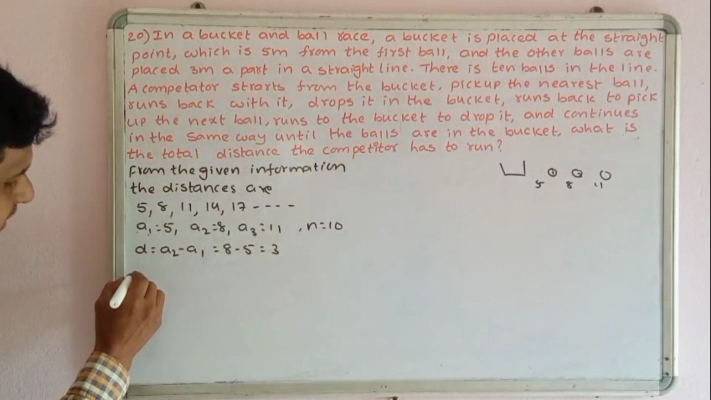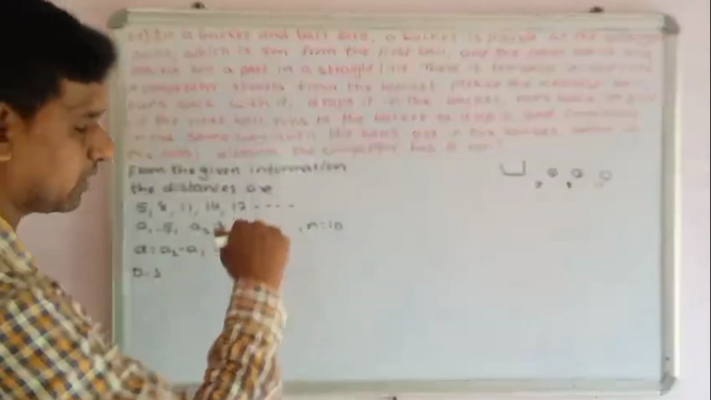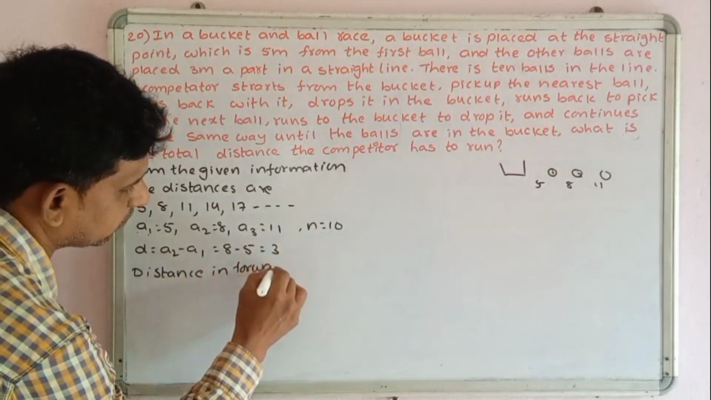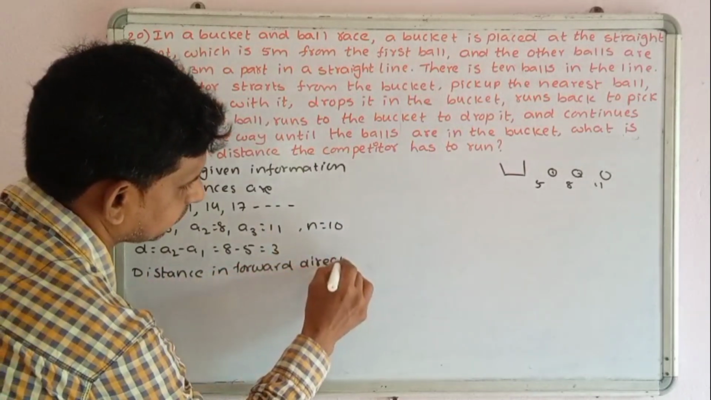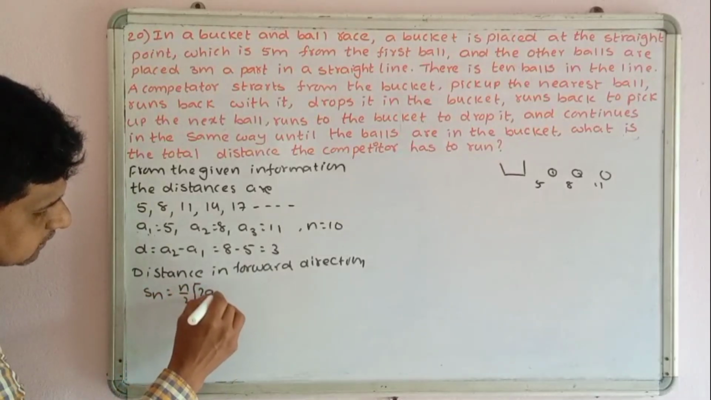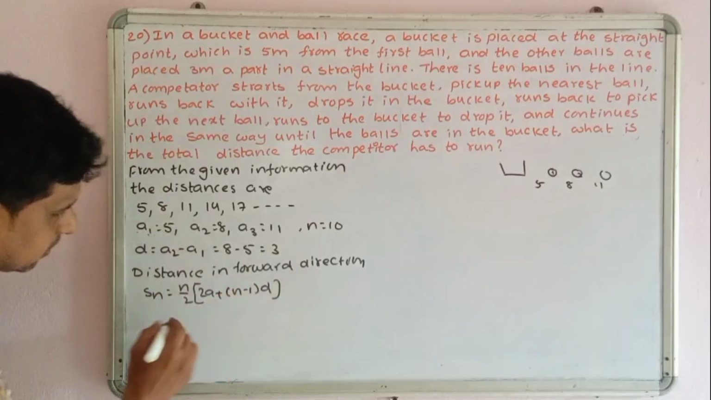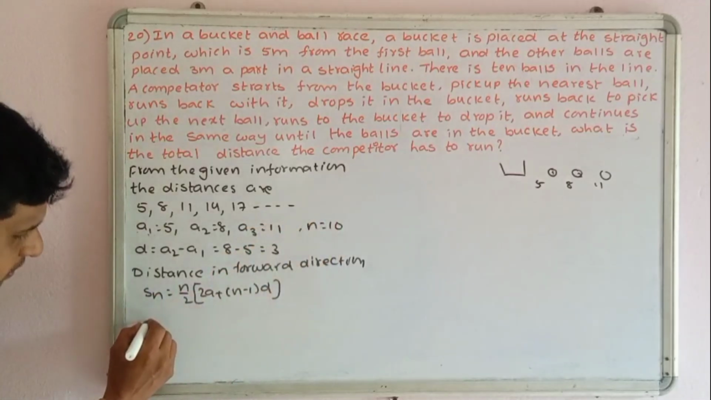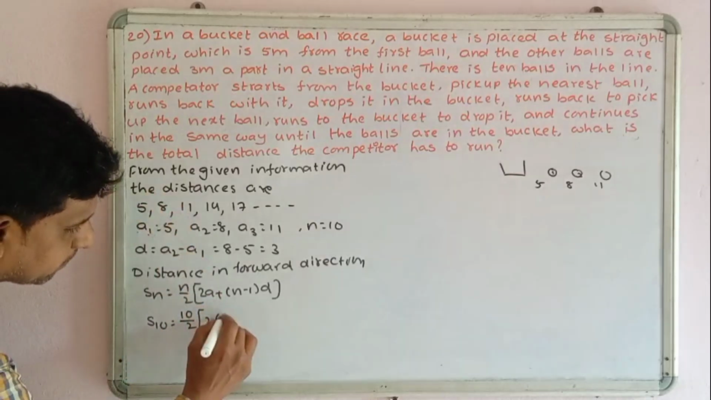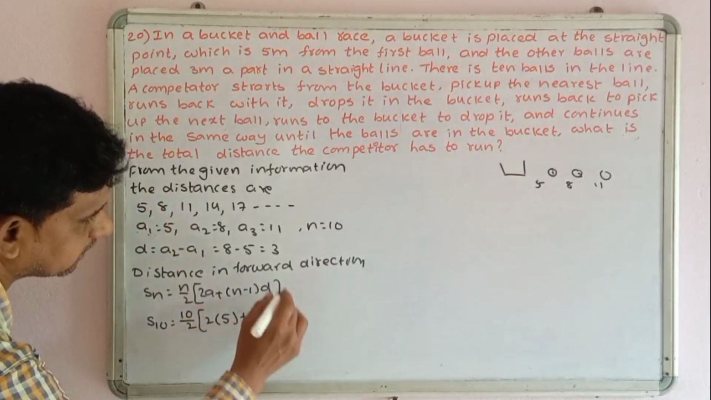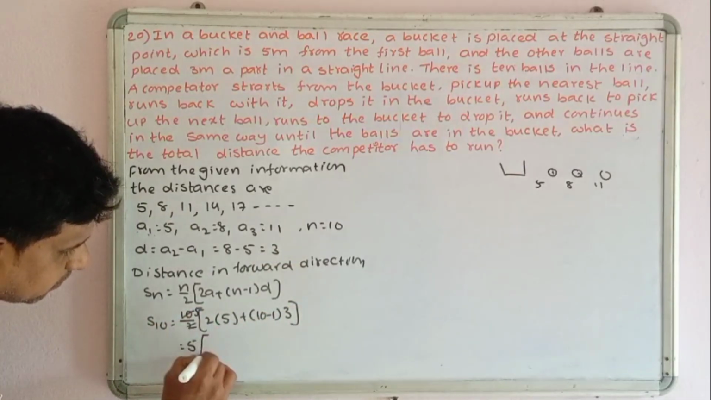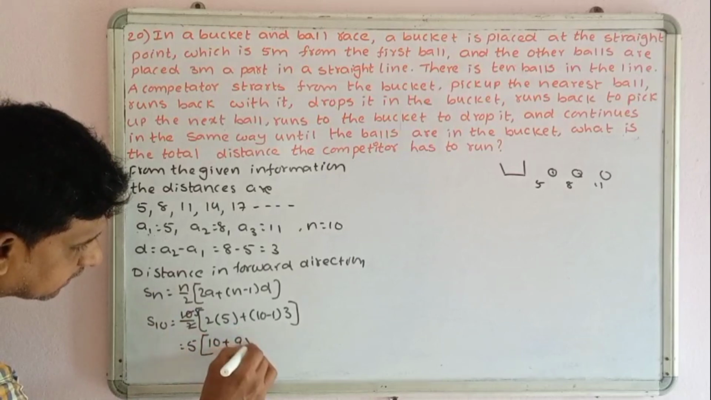Distance in the forward direction. First the forward direction, then the backward direction, two directions. Distance in the forward direction. What is the Sn formula? n by 2 into 2a plus n minus 1 into d. So how many balls are there? 10 balls. So S10 equals 10 over 2 times 2a, a is 5, plus 10 minus 1, d is 3. So 10 over 2 is 5 times 2 fives are 10 plus 9 times 3.